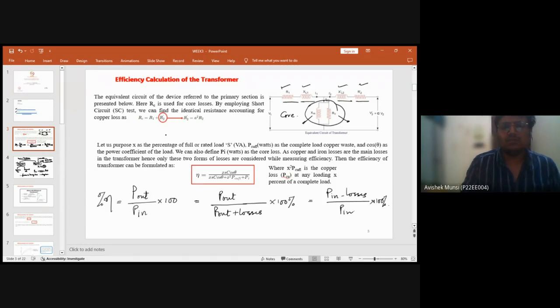Basically, in case of a transformer, if we calculate the efficiency at full load or half load, we have to know the percentage of load. So we determine that in the efficiency formula, where X is the percentage of load, whether it is half load, full load, or quarter load. We have to change the value of X in that formula.